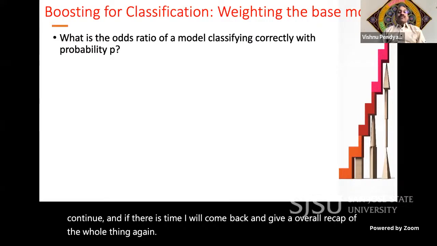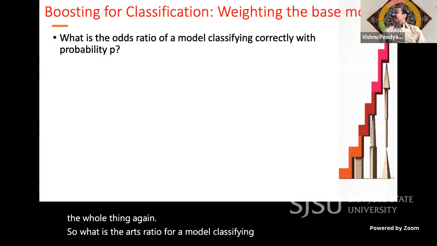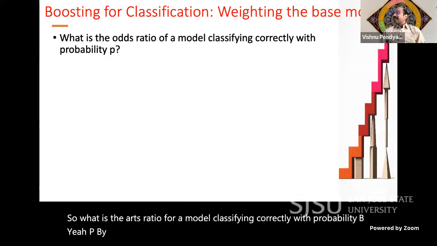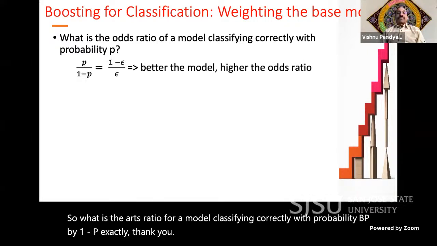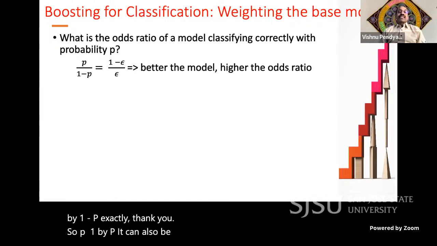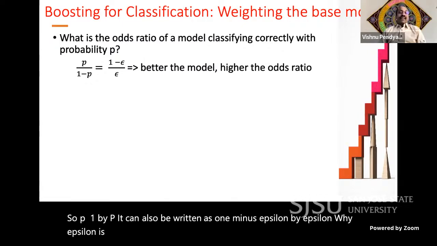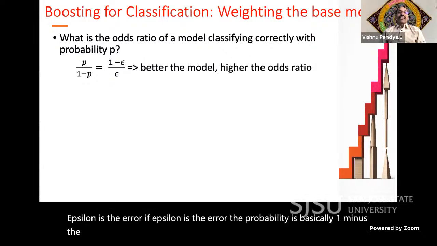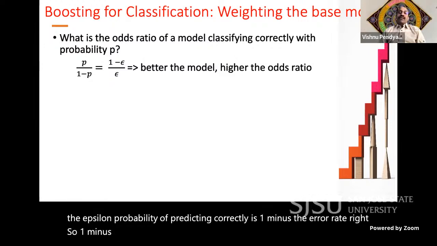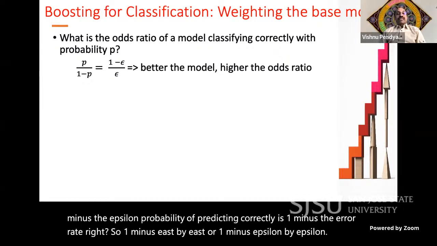So what is the odds ratio for a model classifying correctly with probability P? Yeah, P by 1 minus P, exactly. Thank you. It can also be written as 1 minus epsilon by epsilon. Why? Epsilon is the error, right? If epsilon is the error, the probability of predicting correctly is 1 minus the error rate. So 1 minus epsilon by epsilon tells you the odds ratio.